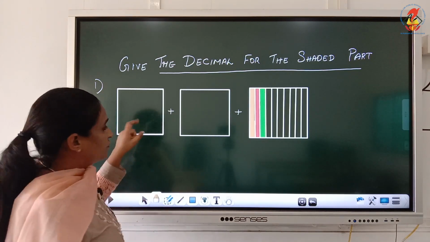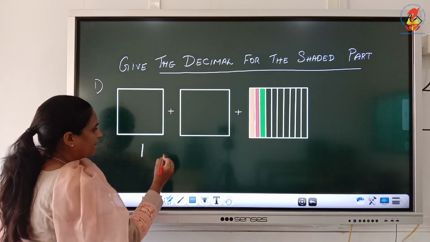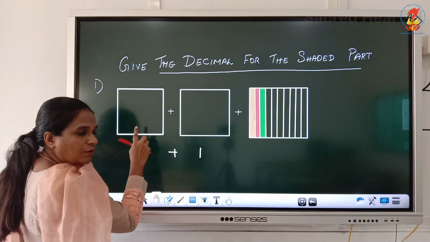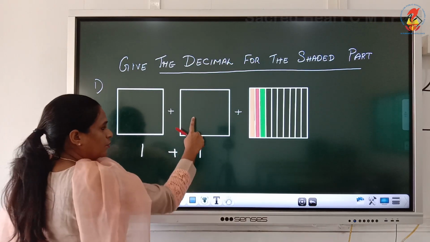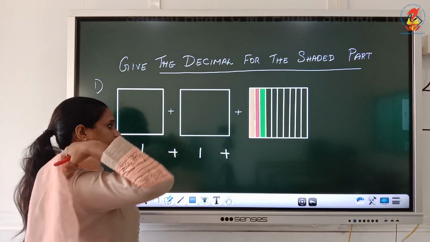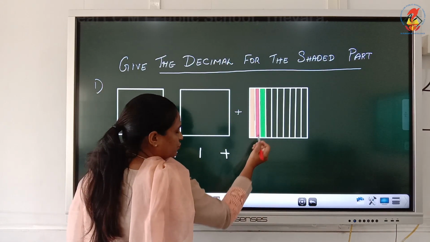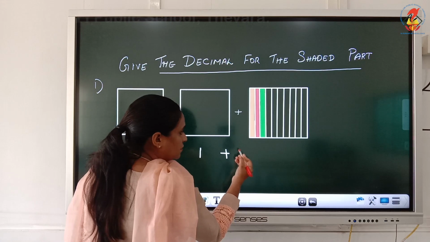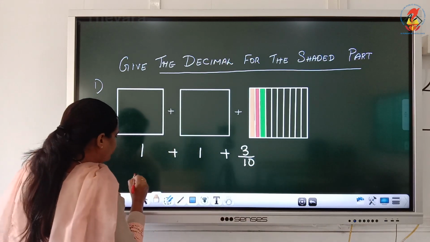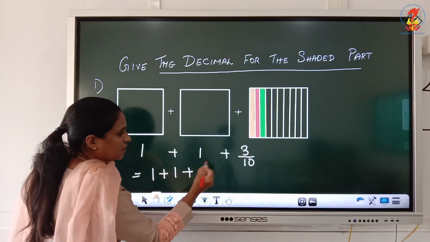Now this is called 1 whole, that is 1, plus you have the same thing, 1 whole is called 1. Here also 1, you need to add and find the decimal. Here from 10 equal parts, 3 are shaded, 1, 2, 3. So you write in fraction as 3 by 10. Now next step, you will write 1 plus 1 plus 3 by 10.